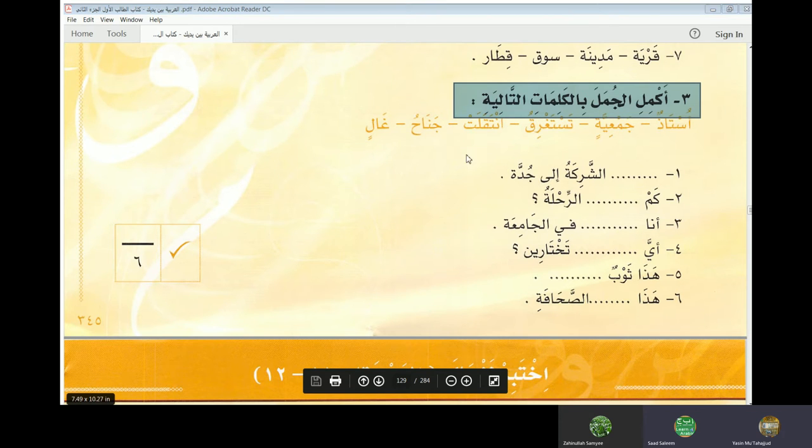Okay, on a different word. And then the last one is Akmilin: Jamala, bil kalimati. Pick the words in the list. Pick the right word from the list. Akmil, complete. Akmil jumala, complete the sentence. Bil kalimati, from the words. Ataria, following. Complete the sentences with the following words. Use these words to complete these sentences.